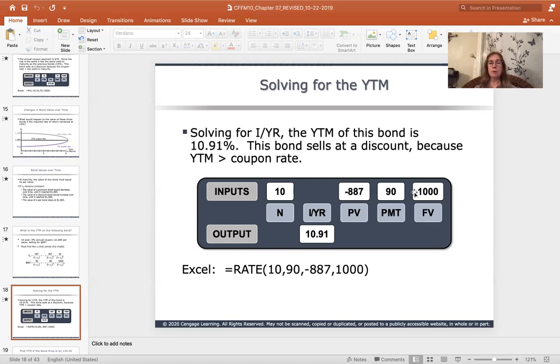And the future value is 1,000, par value, N is 10, and it's a 10-year bond. You compute I/Y, and so we see that the yield to maturity is 10.91%. This is how you would do it in Excel right here. So this is a situation where you're solving for yield to maturity.